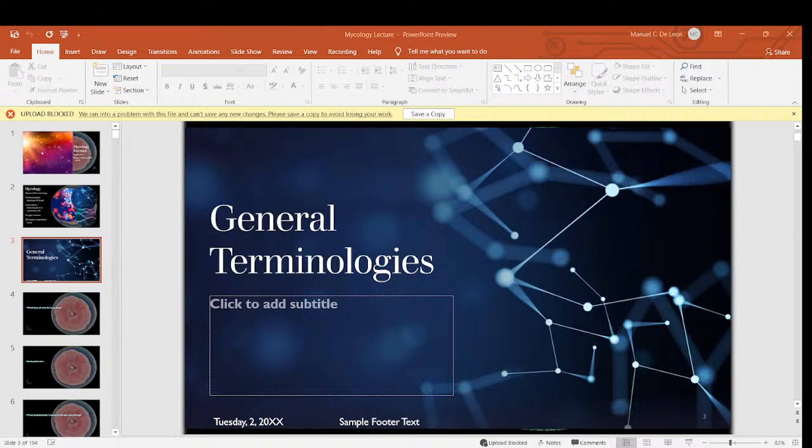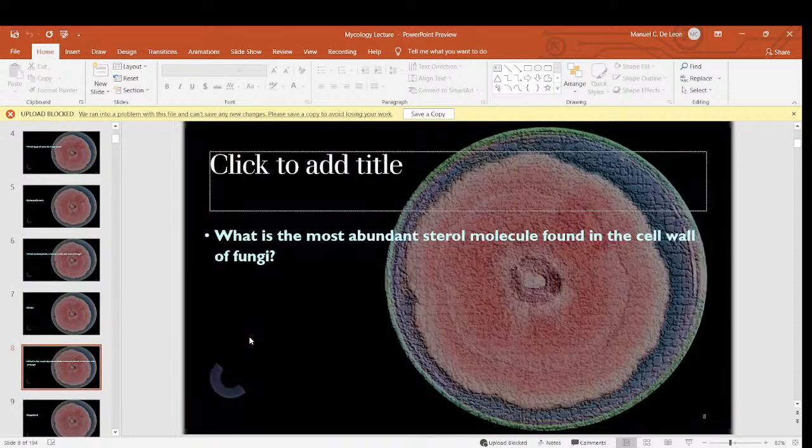Now, what is the most abundant sterol molecule found in the cell wall of fungi? That is a difficult question. It was actually a question that was asked in my friend's ASCP multiple choice exam. Can anybody in the chat answer that question for me?